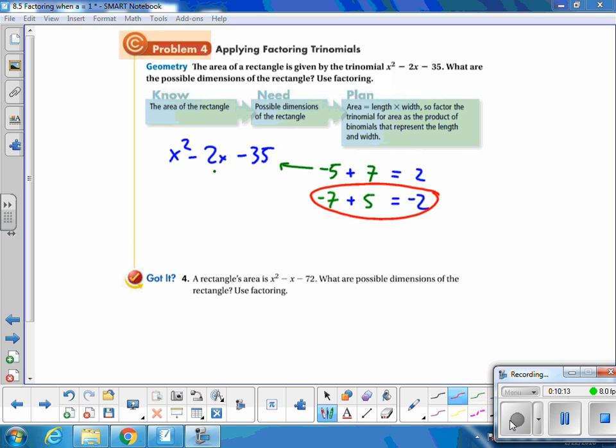So that tells me that -7 times 5 is -35. -7 plus 5 is -2, so this is what I'm looking for. So you can see it's x minus 7 times x plus 5. Let me stand back and make sure that I'm answering the question that's even being asked. And that is true. The dimensions, what am I looking for? What are the possible dimensions? And here they are. So x can be lots of different things.